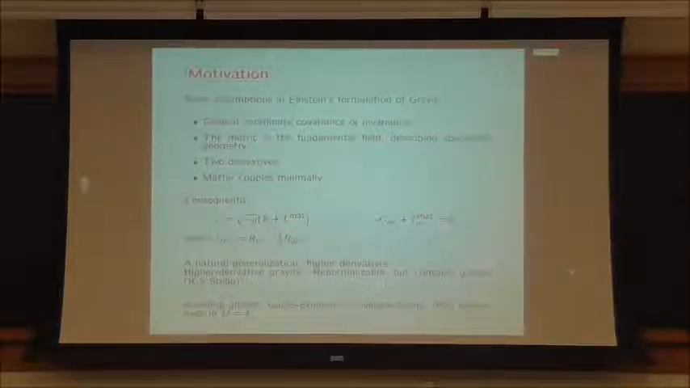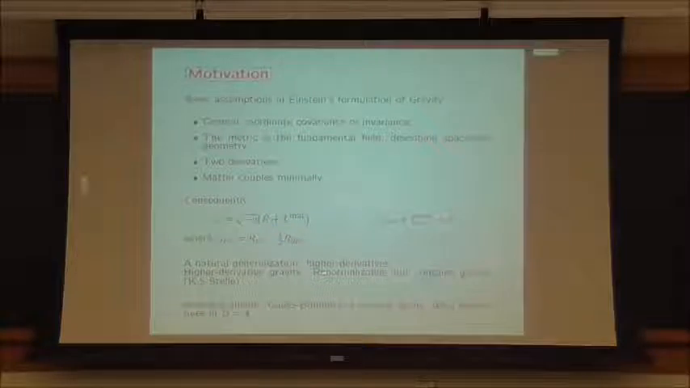So the motivation is about trying to generalize Einstein gravity, and the basic assumptions in Einstein's formulation of gravity are roughly these. You always assume general coordinate covariance or invariance, and Einstein's formulation of gravity assumes the metric is a fundamental field describing the space-time geometry. Then Einstein assumes the theory has only two derivatives, and also assumes matter couples to gravity minimally. Minimally implies coupled to the metric instead of the derivative of the metric. So consequently, we get Einstein's equation, G_mu nu equals T_mu nu, where T_mu nu is the matter momentum tensor.